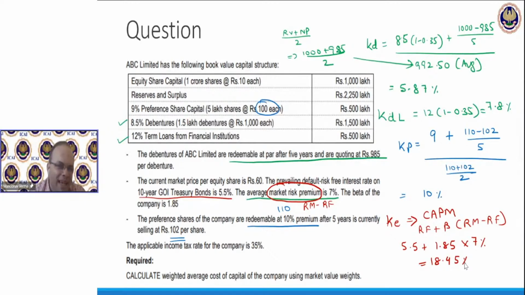But the game is not over yet. The requirement is to calculate the weighted average cost of capital using market value weights. You know the individual components now, but you have to calculate what the market value will be here. What will be the market value? For example, what will be the market value for, let's say, equity?